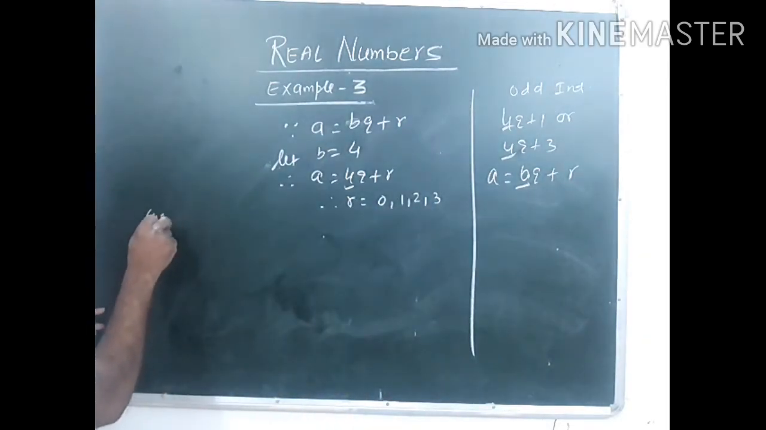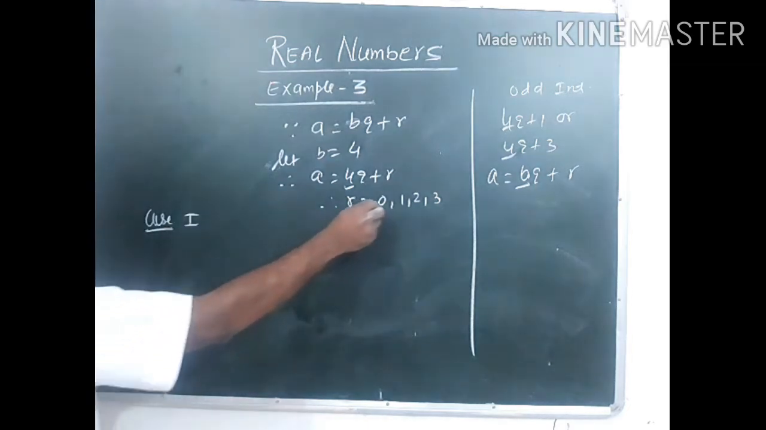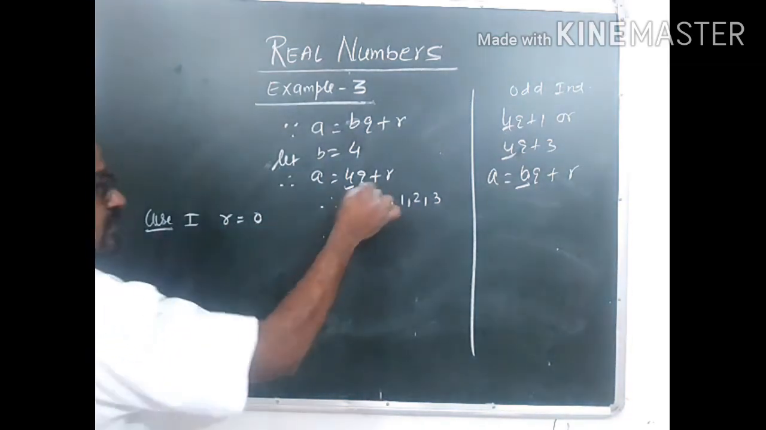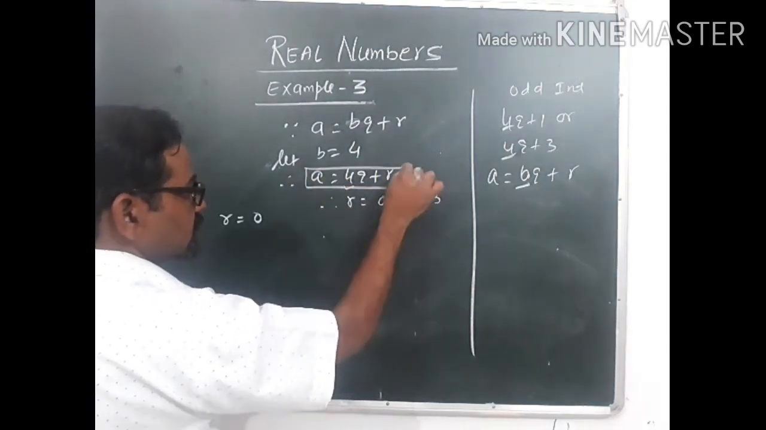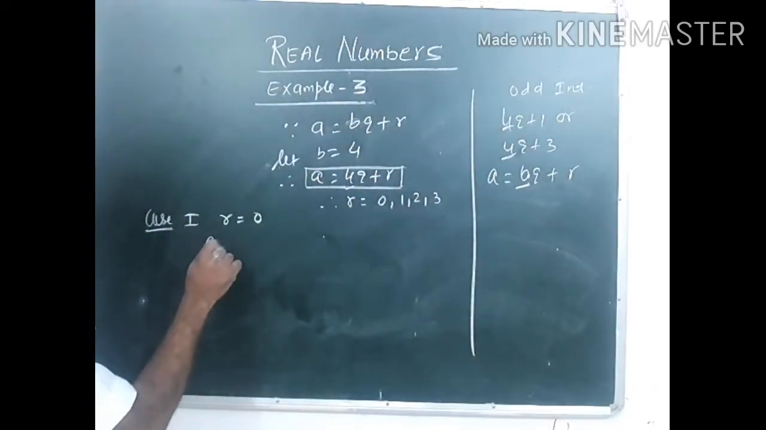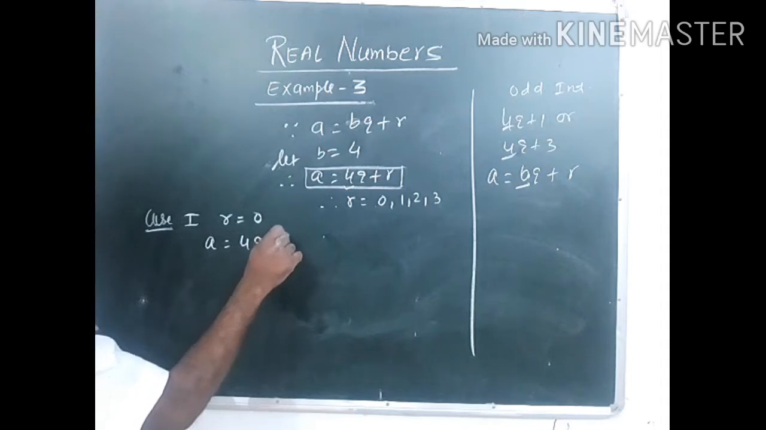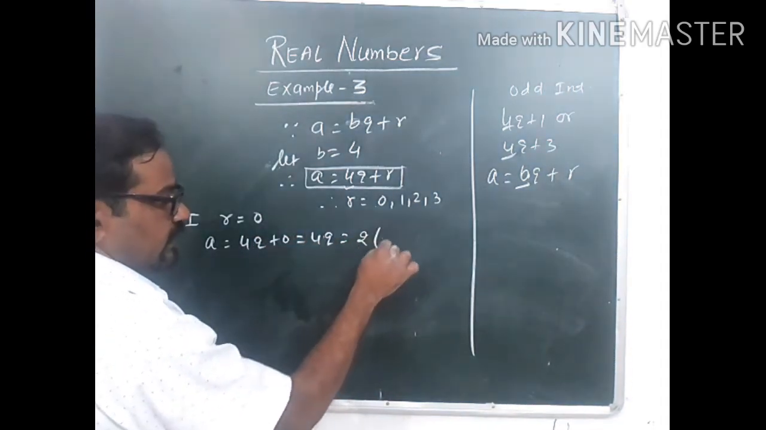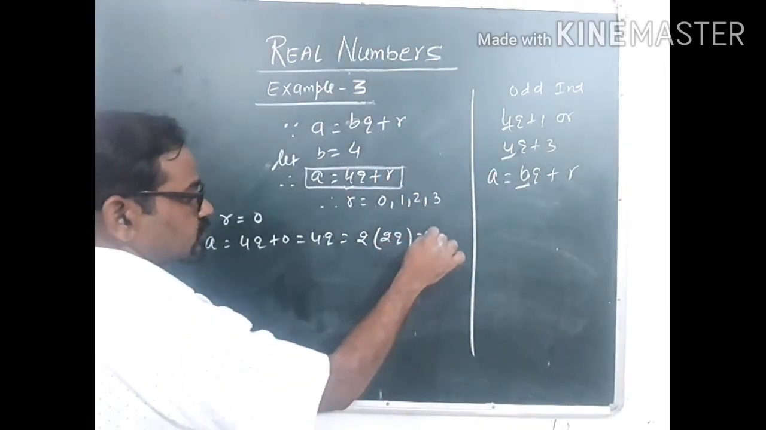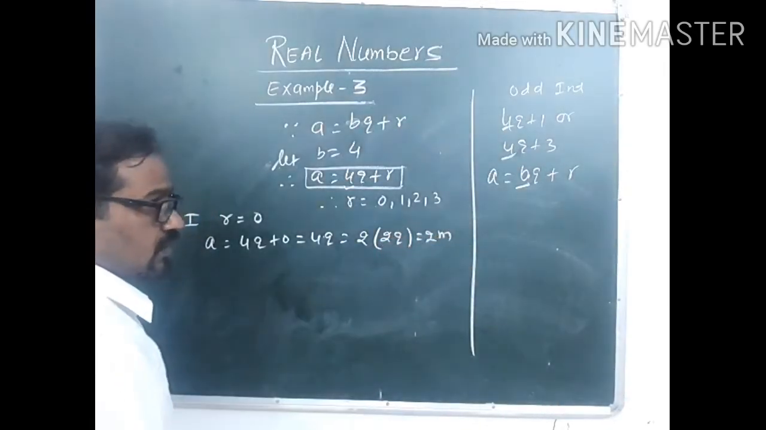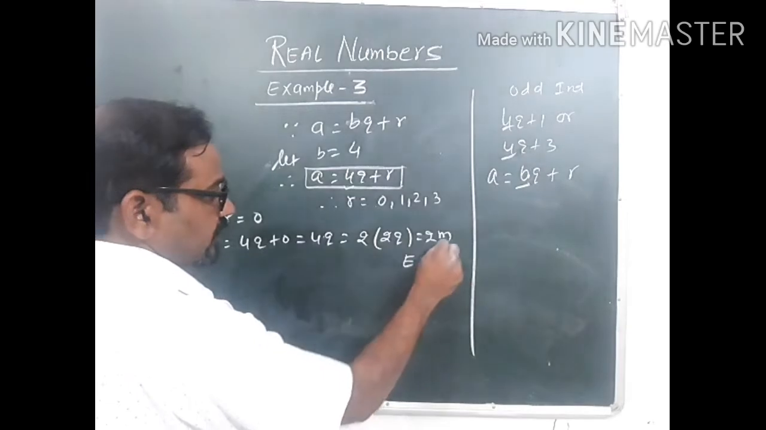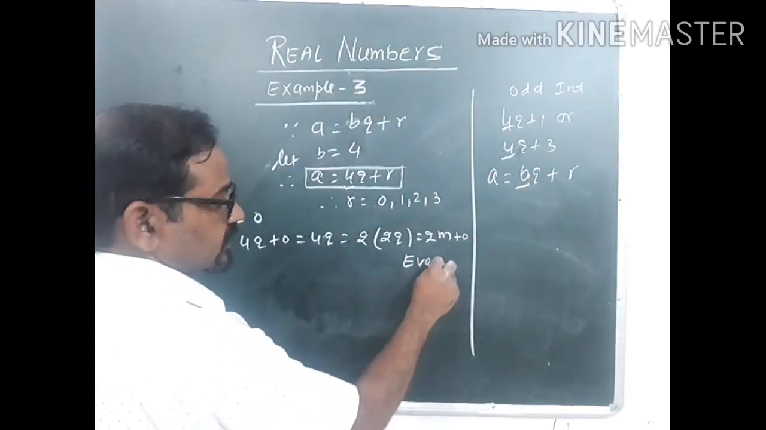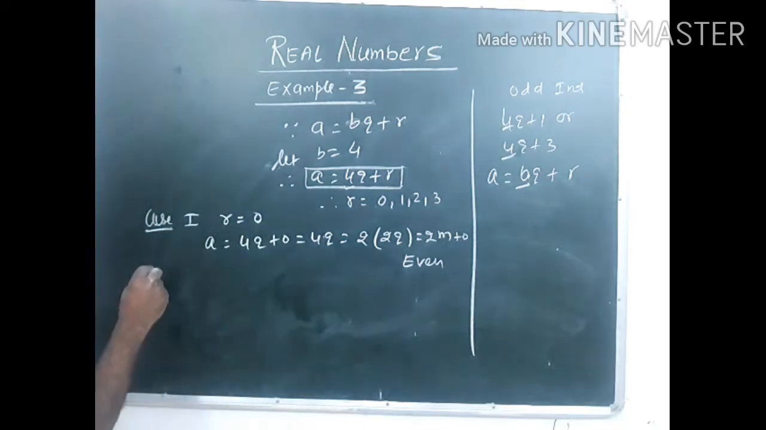So the first case means r equals 0. Put in this. r equals 0, it means a equals 4q plus 0 equals 4q, and 4q we can write as 2 into 2q, that is 2m. It means an even number. Divisible by 2, 2m plus 0, the remainder is 0, that is, it's an even number.